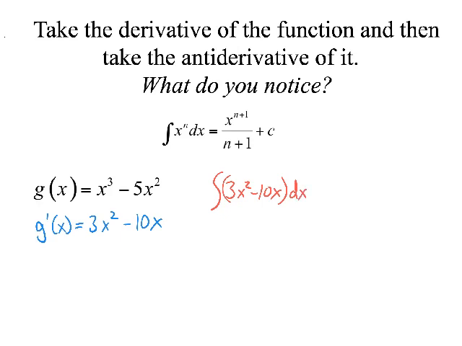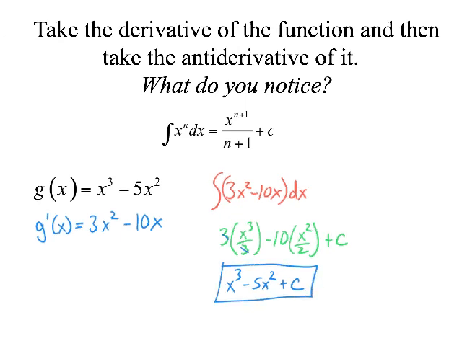Now let's take the antiderivative using our formula. Well, leave the 3 out front. This would be x to the third over 3 minus 10 times x to the second over 2. And don't forget plus c. What we get here is these disappear, leaving you x to the third, and then this leaves you minus 5x squared plus a constant.